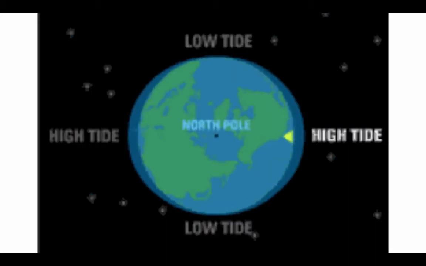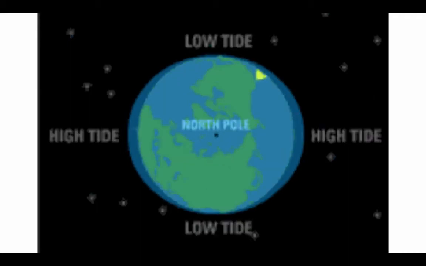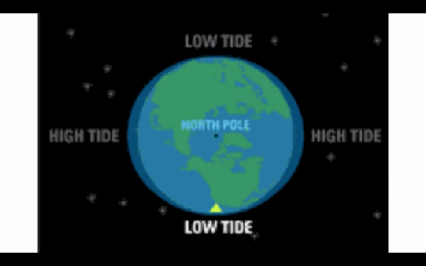There is high tide, where the water is at its highest level, and then there is low tide, and that's where the water is at its lowest level. There are two high tides each day and two low tides each day.